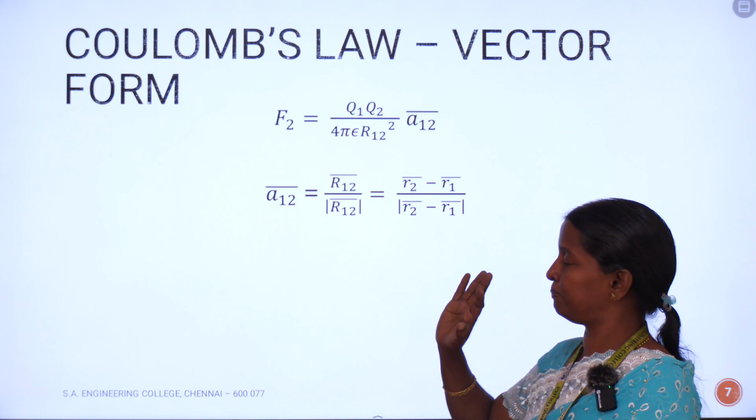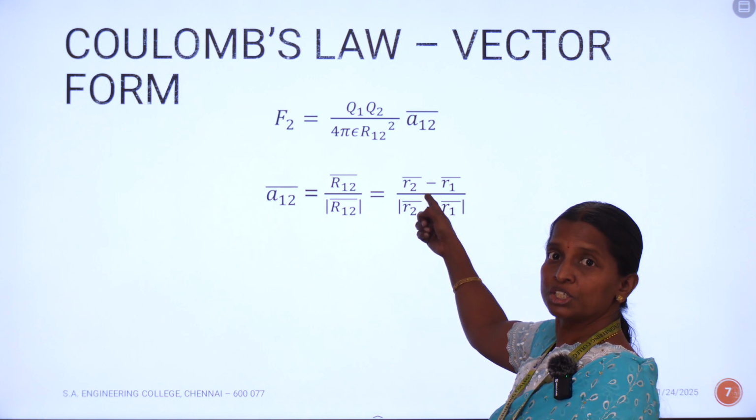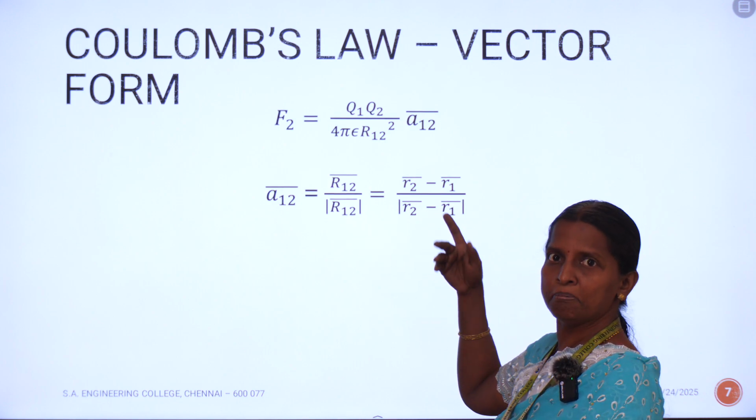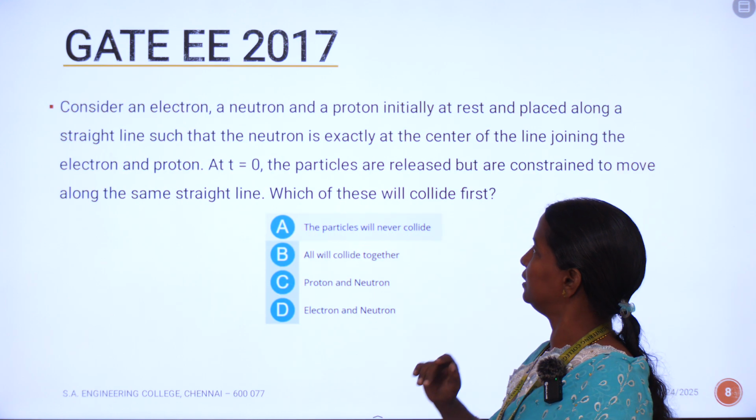In maths also we completed all these things in vector calculus. So R12, using the triangular law of addition, is R2 minus R1, divided by the denominator, the same thing, but we have to find the magnitude. That is the determinant value. That is the magnitude value. Okay.